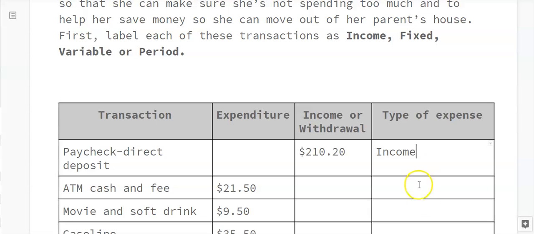Then the next one is an ATM cash and fee. Is that income, fixed, variable, or period? So it's not income, right? Because it's something that is coming out of her bank account. So it's definitely one of the other ones. Fixed? Maybe she is getting cash every month, but maybe she's getting a different amount of cash every month. So I don't think it's fixed. It would be variable because it changes, okay? And it's not period because it's not something that happens only once every 3 or 4 months or whatever. So it would be variable. So you just have to come in here and type in variable, okay?